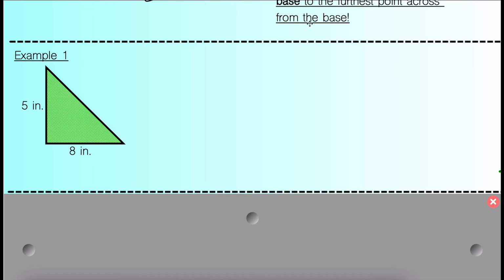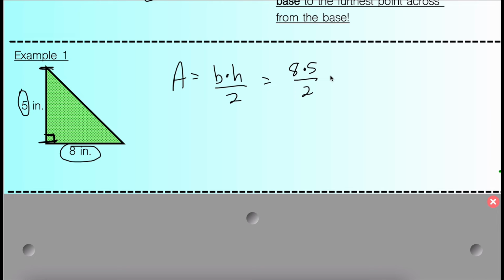Here I've got that exact green triangle from up above in the notes, and the area of any triangle is base times height divided by 2. So with that in mind, the base is this side, the height is this side. Because it runs from the base to the tallest point, I should actually have a right angle symbol in there so that we know it's a straight line, but this would be the base and the height, and so therefore the area would be 20.